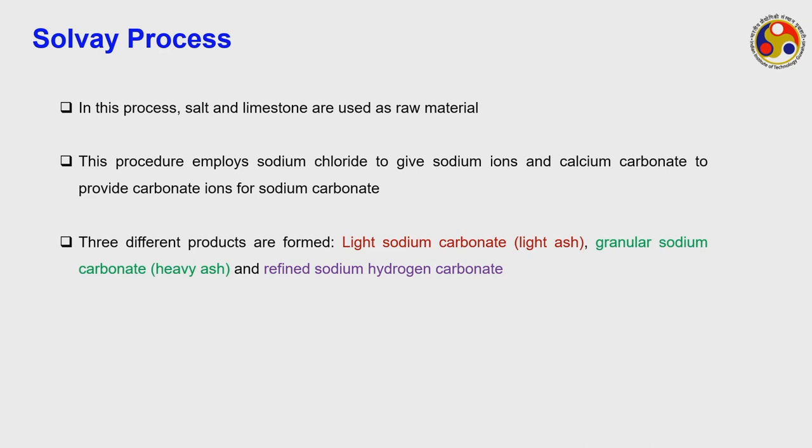Salt means, I'd say, a brine solution. The procedure employs sodium chloride to give sodium ions and calcium carbonate to give carbonate ions. So three different products are formed: the light sodium carbonate, which is called the light ash, the granular sodium carbonate, the heavy ash, and the refined sodium hydrogen carbonate. So there are three classes of products formed from this process.